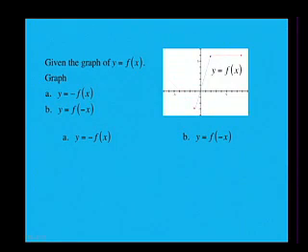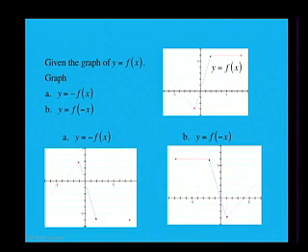Let's take a look at an example. We're given the graph of y equals f of x, and it looks like the graph we have right in front of us. We wish to graph the two functions y equals negative f of x and y equals f of negative x. So for part A, we know that both of these are reflections. For part A, we're going to have a reflection over the x-axis, and for part B, a reflection over the y-axis.